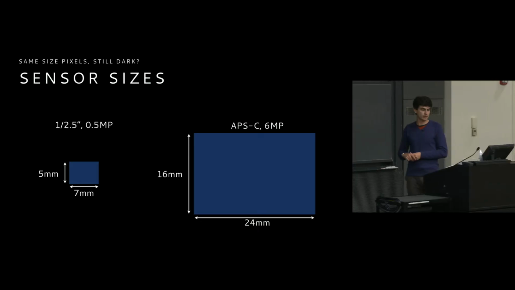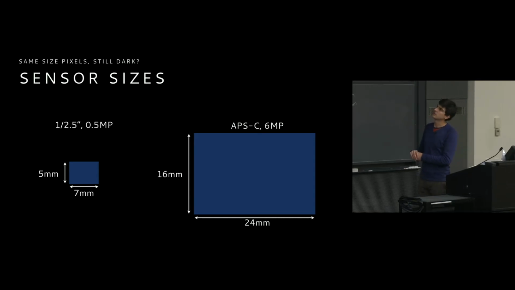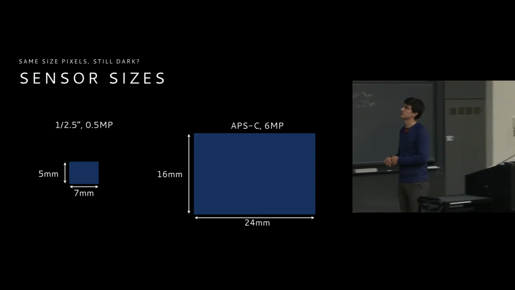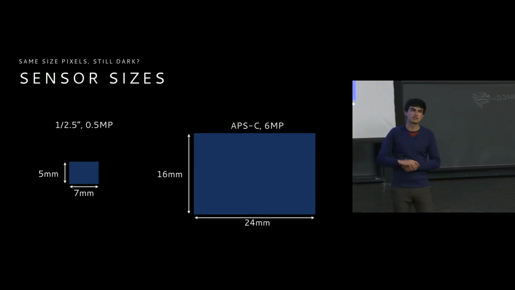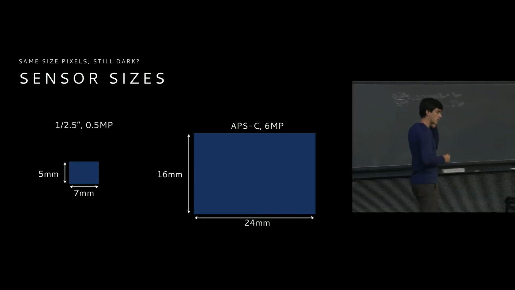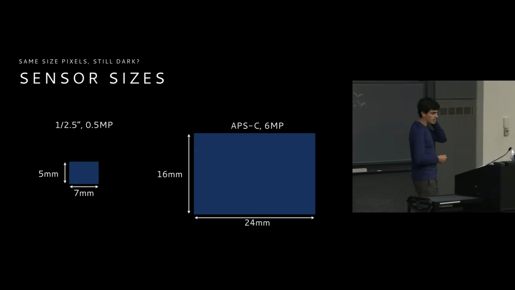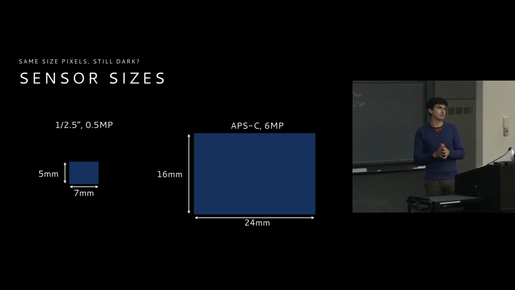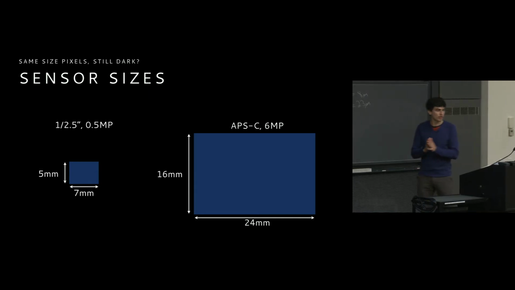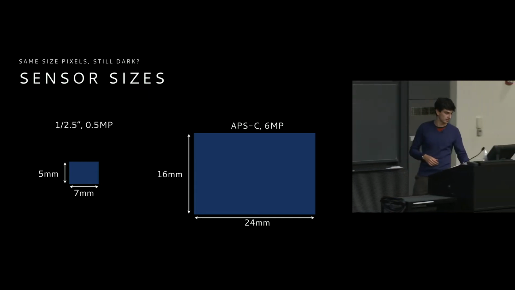All right. Now, let's come back to this idea that we had just talked about a couple of minutes ago, where we had these two different sensor sizes. One of them was APS-C on the right. One of them is the much smaller sensor size, the 1/2.5 inch on the left. And now let's actually try to change their megapixel count so that the pixels are actually about the same size.